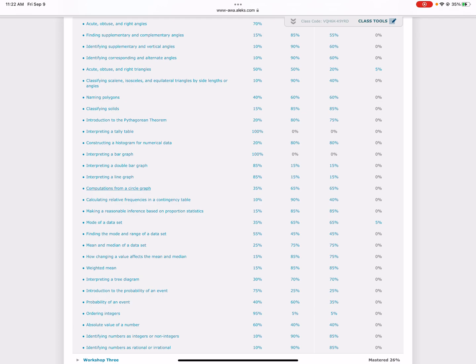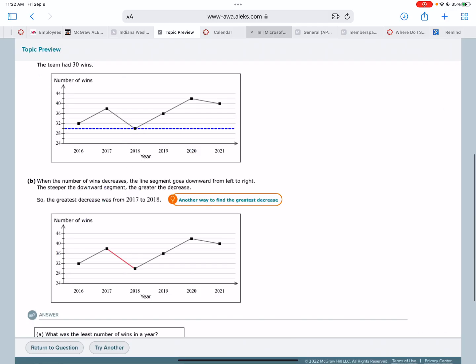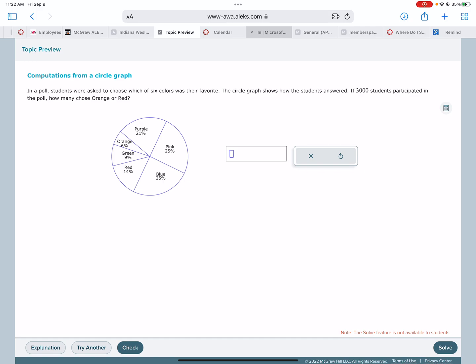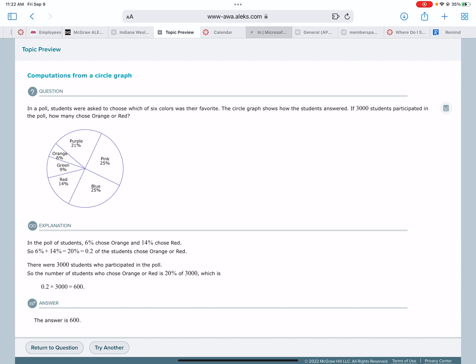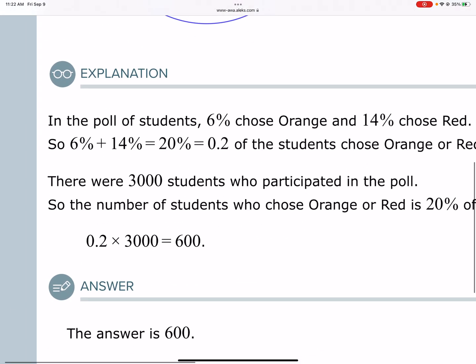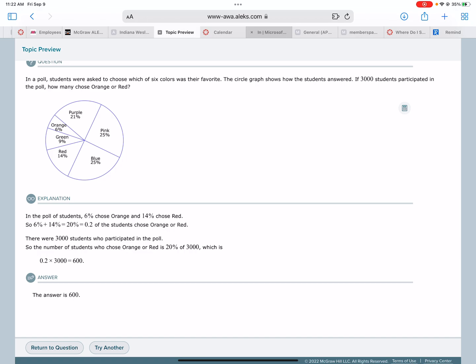Okay, circle graph. A circle graph adds up to 100%, and this is how you do it. It says in a poll, students were asked to choose which of the 6 colors were their favorite, and here's how they answered. If 3,000 participated in the poll, how many chose orange and red? The easiest way to do this is to add up the orange and red percentages. So I have 6 percent for orange and 14 for red, so that means 20% of the student body chose orange or red. Then I'm going to multiply that, as you can see here, by 3,000, and that's going to get me 600. So 3,000 total students, 20% of them chose orange or red, and that's going to be 600.